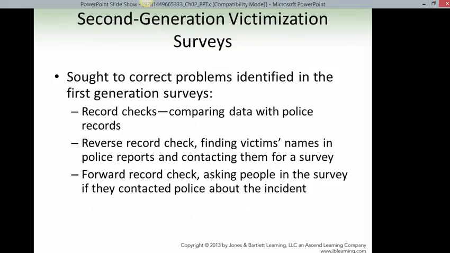Second-generation victimization surveys sought to correct problems identified in the first-generation surveys. Record checks compared data with police records. A reverse record check found victims' names in police reports and contacted them for a survey. A forward record check asked people in the survey if they contacted police about the incident.